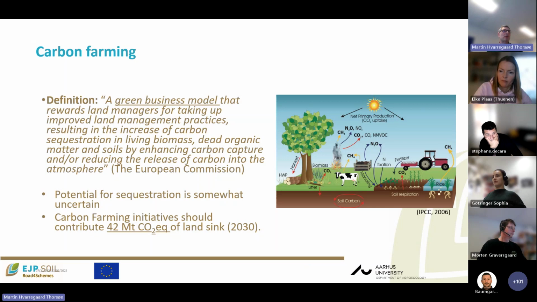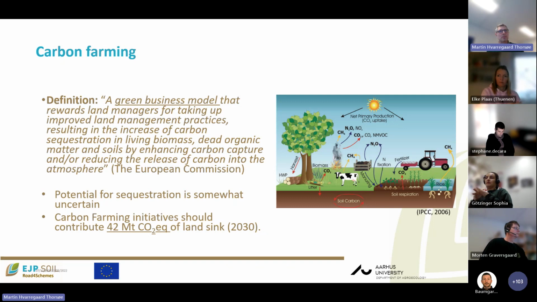When we talk about carbon farming, we started out the project before the Commission proposed their proposal for a certification framework. So we have made this project based on this initial definition that outlines that carbon farming is a green business model that rewards land managers for taking up improved land management practices, resulting in the increase of carbon sequestration in living biomass, dead organic matter, and soils by enhancing carbon capture and/or by reducing the release of carbon into the atmosphere.